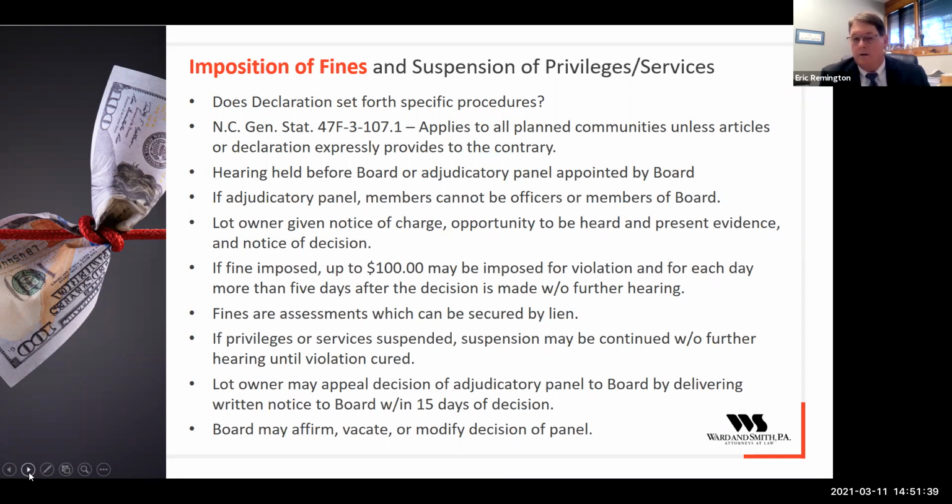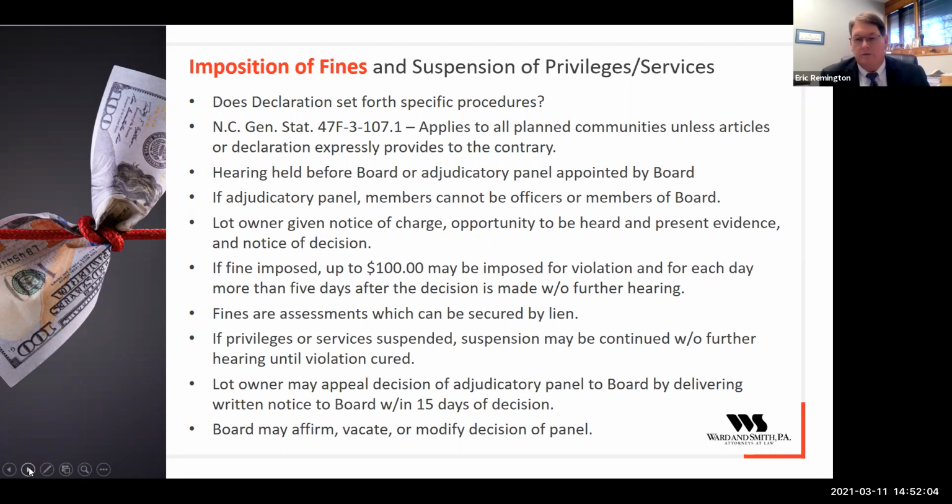If an adjudicatory panel is used, the lot owner does have the right to appeal to the full board by delivering written notice to the board within 15 days. And the board can do one of three things. They can affirm the decision by the adjudicatory panel, they can vacate the decision, or they can modify the decision of the panel. So that's kind of a quick and dirty.